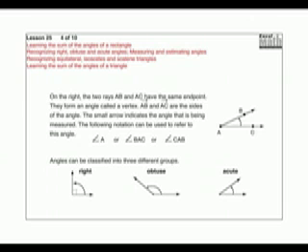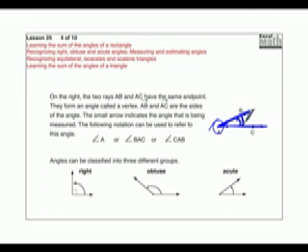On the right, the two rays AB and AC have the same endpoint. They form an angle, and this part right here is called a vertex. AB and AC are the sides of the angle. This is a side of the angle, that's a side of the angle. The small arrow indicates the angle that is being measured. That's this little arrow right here. We're measuring this part inside those two rays.